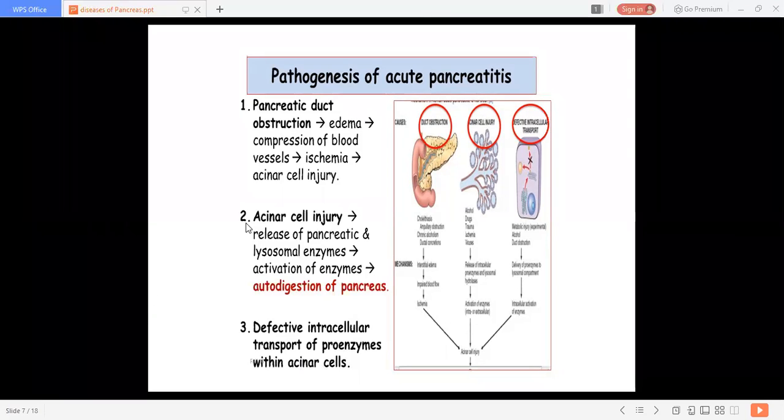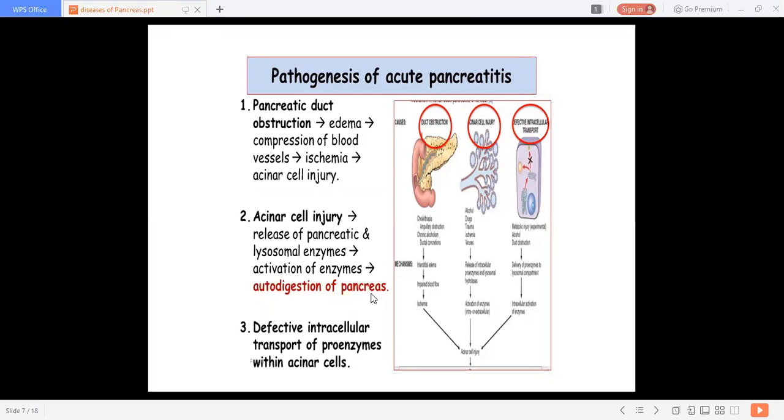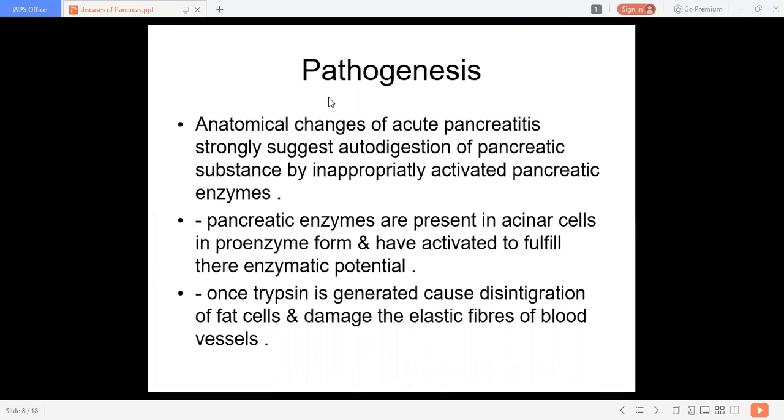So pancreatic duct obstruction gives rise to edema and compression of blood vessels, which gives rise to ischemia and leads to acinar cell injuries. How does acinar cell injury cause damage? It releases pancreatic lysosomal enzymes. There is activation of enzymes and autodigestion of the pancreas. Third is defective intracellular transport of proenzyme, which we are going to discuss later. Now, in detail, we will discuss the pathogenesis.